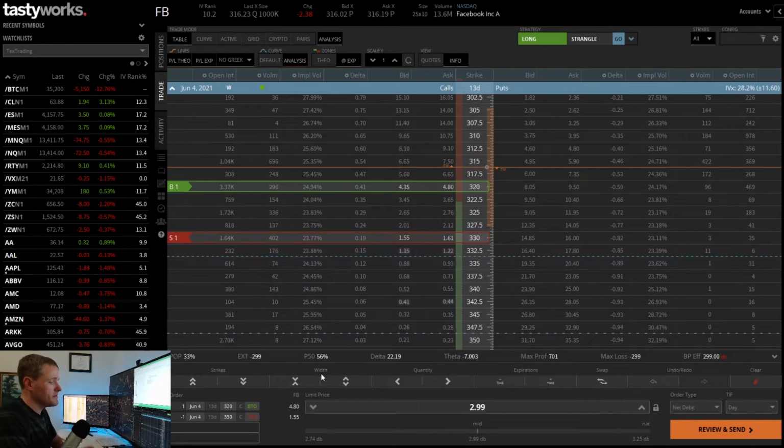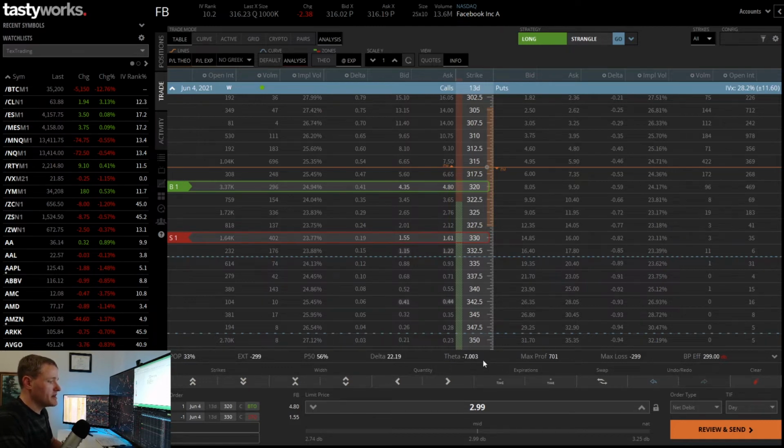Here you have P50, so this is the probability of capturing a 50% profit on the trade. It's 56%. You're looking at about 50-50 in this case, whether the trade works or not. Your delta is telling you how much the spread is going to gain or lose value with each $1 move in the underlying. So for example, we see Facebook's last price is $316.23. So if we had this trade on right now like this, and Facebook traded up to $317.23, so it moved up by 1 point, this spread would increase in value by $22.19. Likewise, if Facebook drops 1 point, the spread is going to lose $22.19.